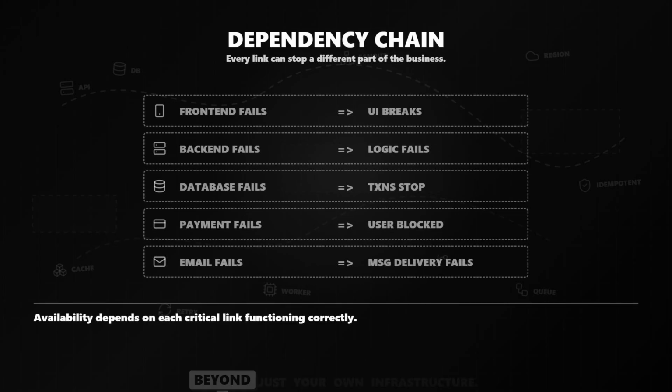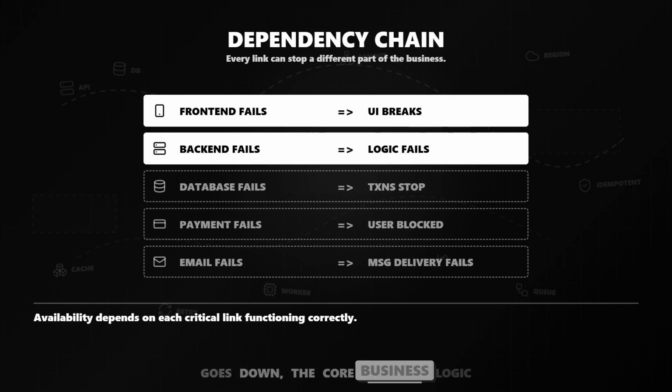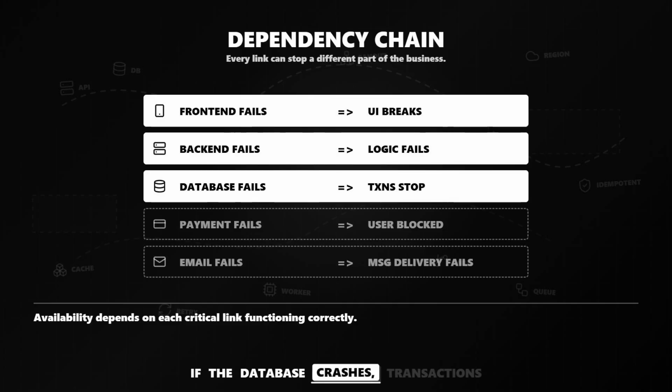And it goes far beyond just your own infrastructure. Modern systems are these incredibly complex webs of interconnected dependency chains. Let's walk through this e-commerce breakdown. If your front end fails, the user interface breaks. If the back end goes down, the core business logic fails. If the database crashes, transactions stop. But look further down the chain.